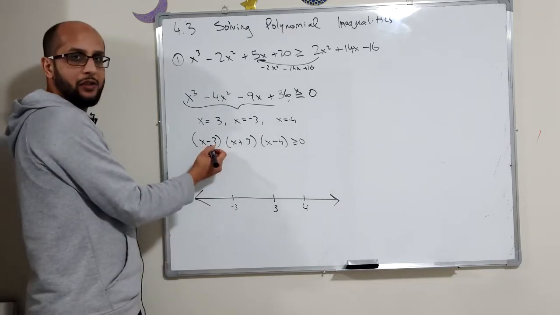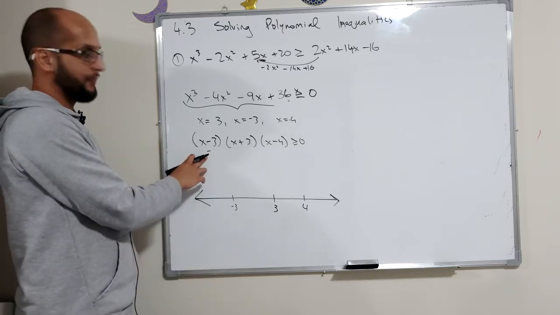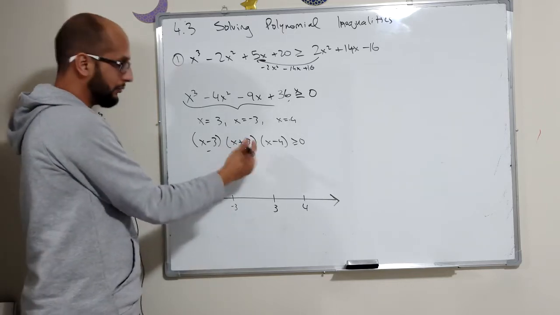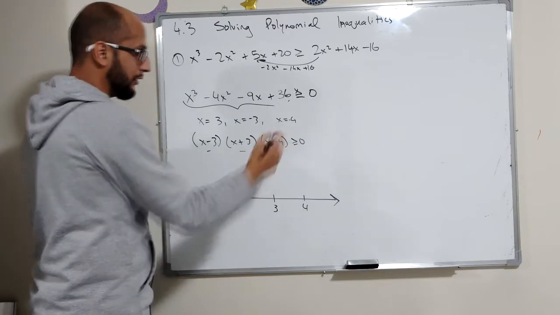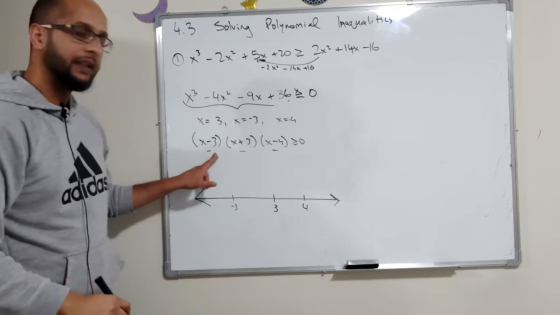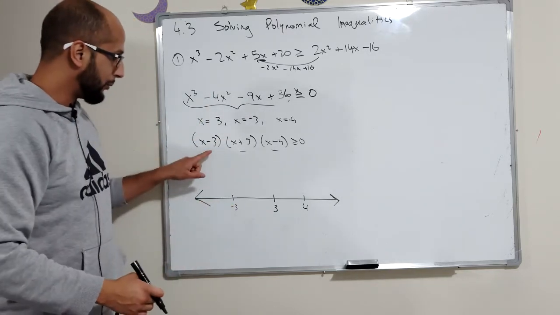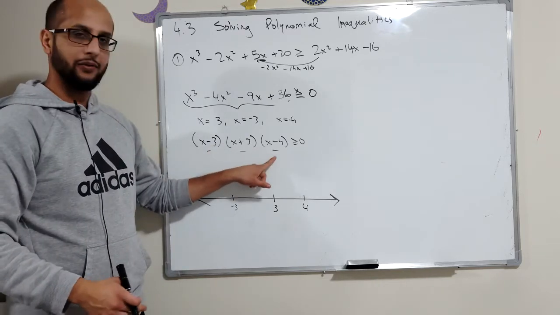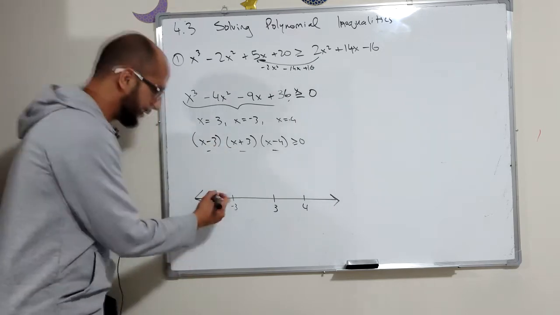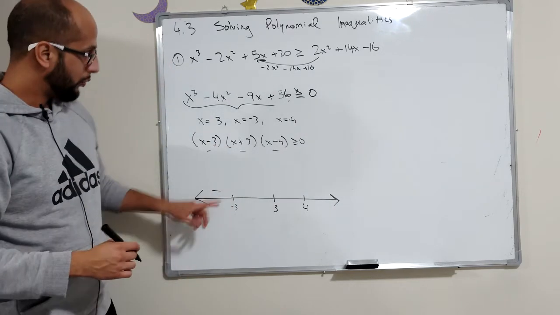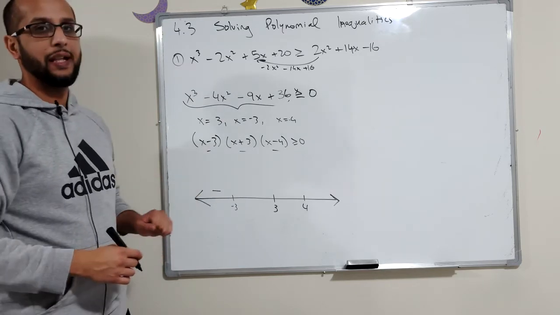-1 billion minus 3 is still negative. I'm not concerned with the number, I just need to know the sign. -1 billion plus 3, still negative. -1 billion minus 4, still negative. So if I plugged in x is -1 billion, any number to the left of -3, I would end up with negative times negative times negative. Negative times negative is positive. Multiplied by negative, it's still negative. Which means for this equation, to the left of -3, my numbers will be negative.